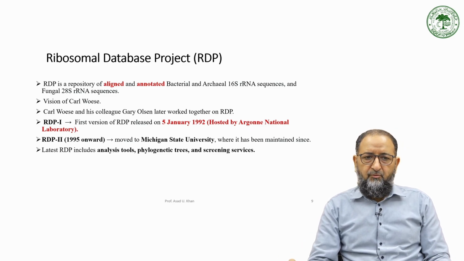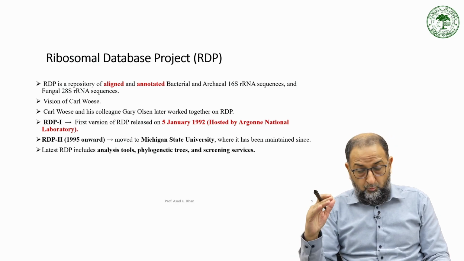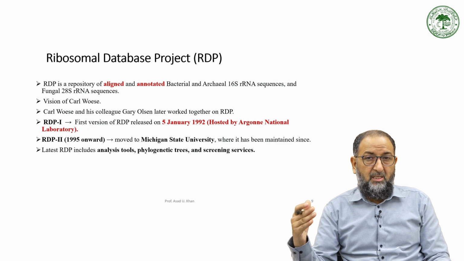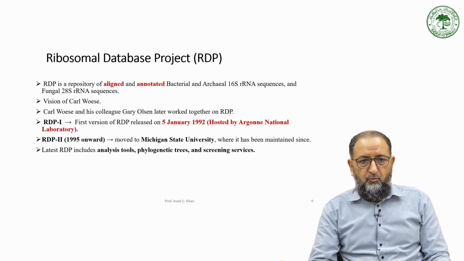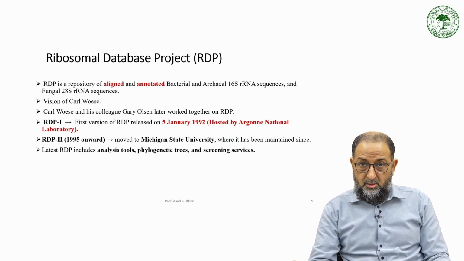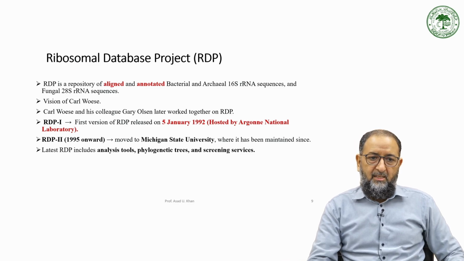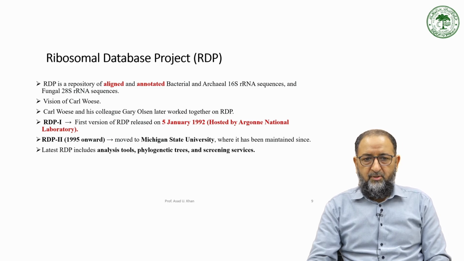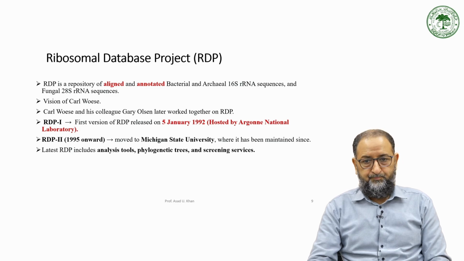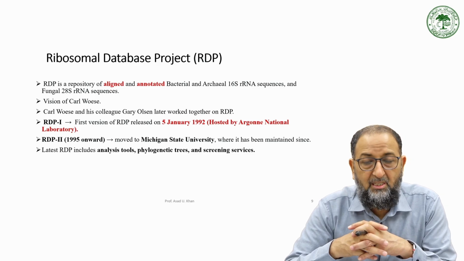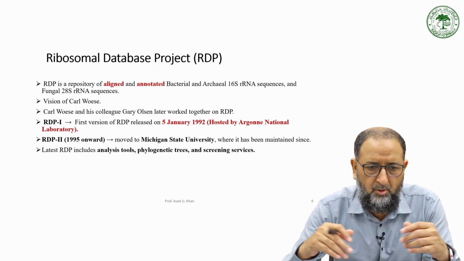Now, the vision of Carl Woese, if you remember, the Carl Woese who gave the concept of three domains, archaea, bacteria and eukarya. Carl Woese and his colleagues, Gray and Olson, later worked together on this project. The first version of RDP, the Ribosome Database Project, was released on 5th January 1992. So, this is the historical part, hosted by the Argonne National Laboratory.